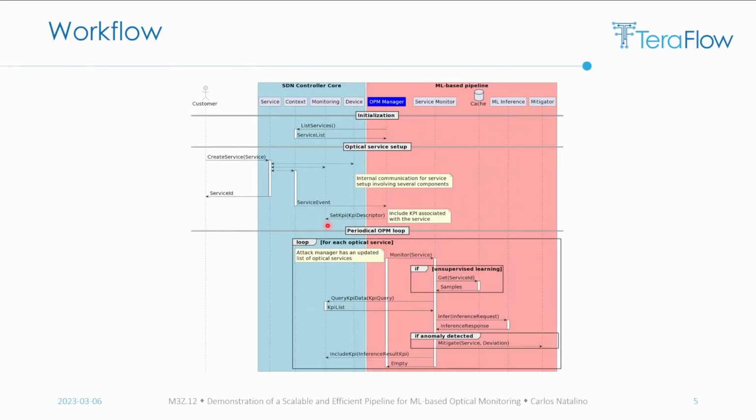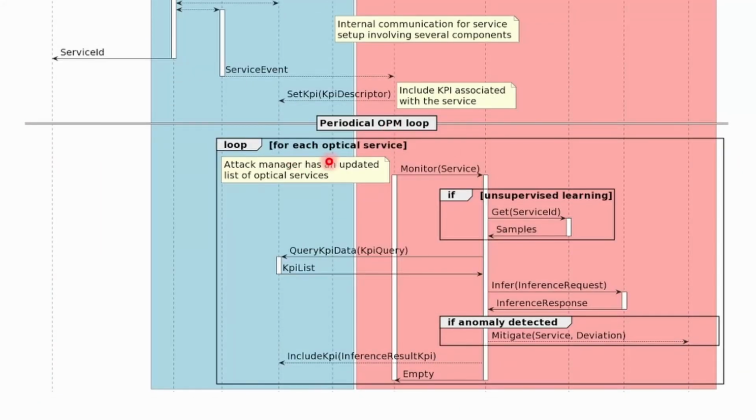Periodically, in a different process, there will also be what we are calling here the OPM loop that basically is the one that executes the diagnose step. So in this loop, for each existing optical service, the OPM manager delegates to the service monitor the monitoring of each one of these services.